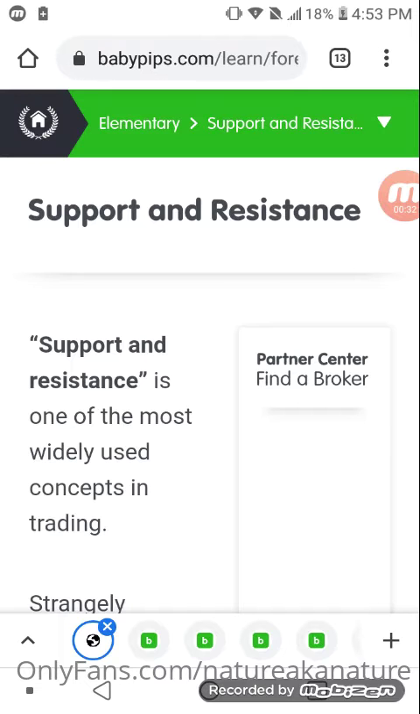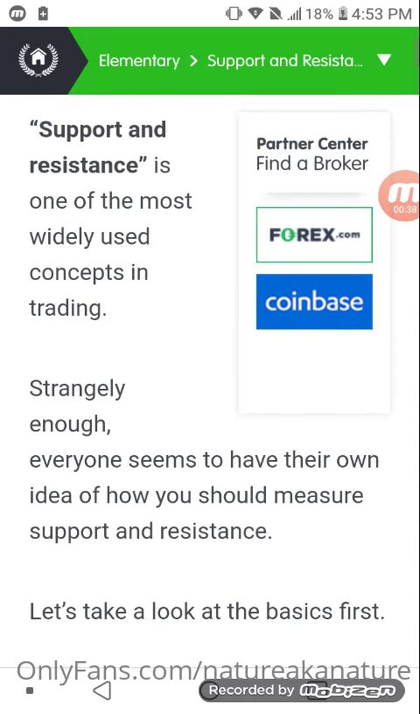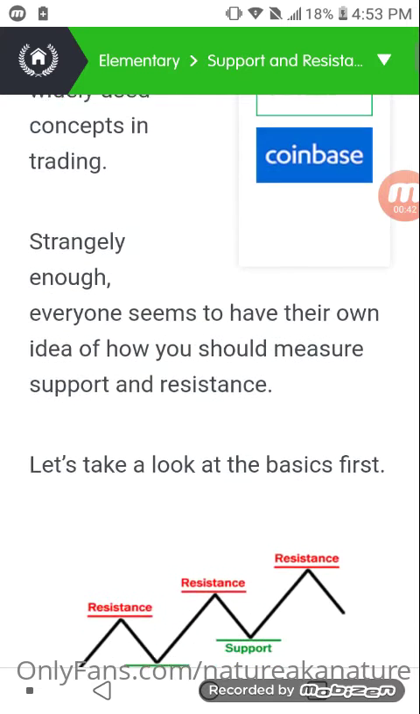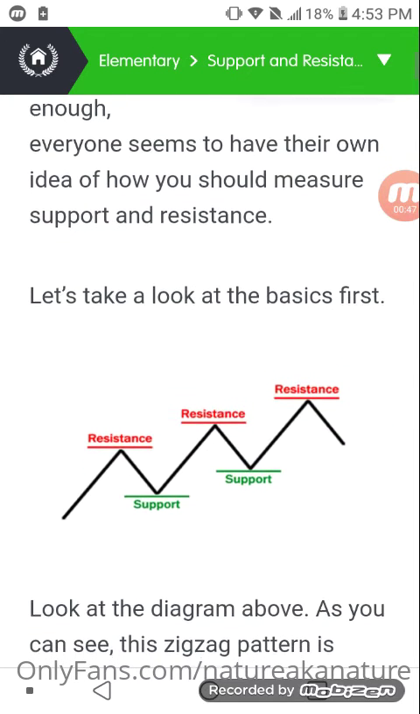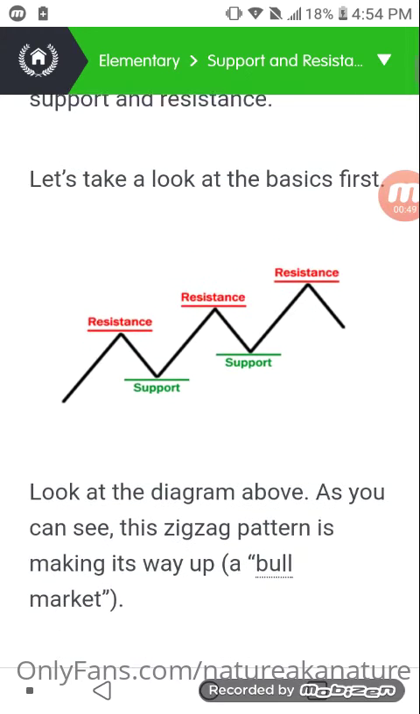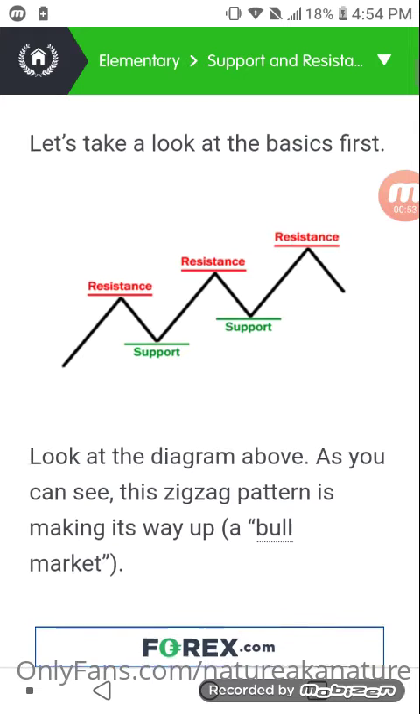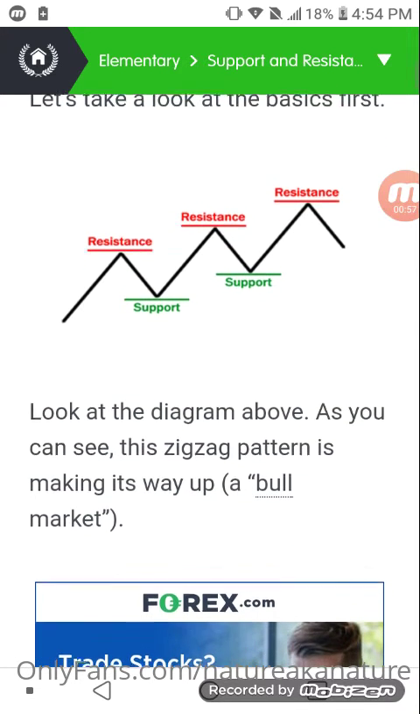Support and resistance is one of the most widely used concepts in trading. Strangely enough, everyone seems to have their own idea of how they should measure support and resistance. Let's take a look at the basics first. This is resistance at the top and support is at the bottom. Look at the diagram above. As you can see, the zigzag pattern is making a bull market, meaning it's making an uptrend. Bull meaning it's going up.